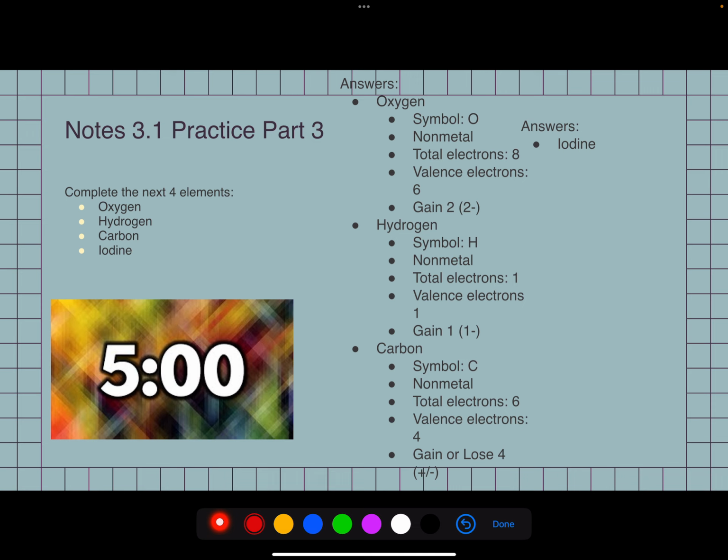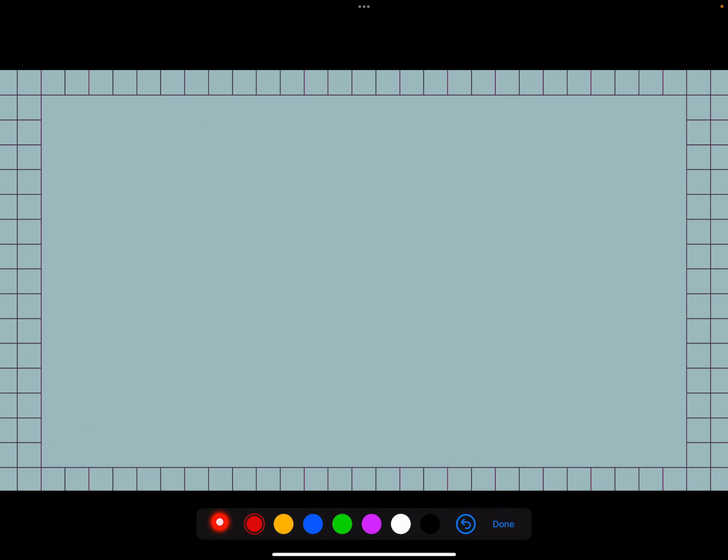So then we have iodine. Iodine, the symbol is I. It's a non-metal. Total electrons is 53, but it still only has 7 valence electrons. It's going to want to gain 1 for a 1 minus charge. Very good.